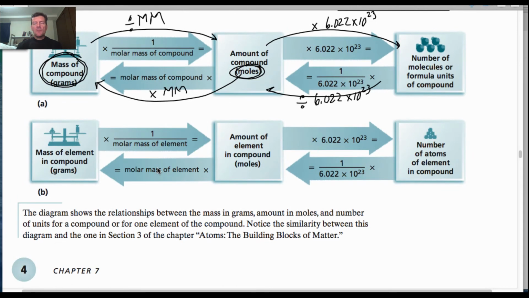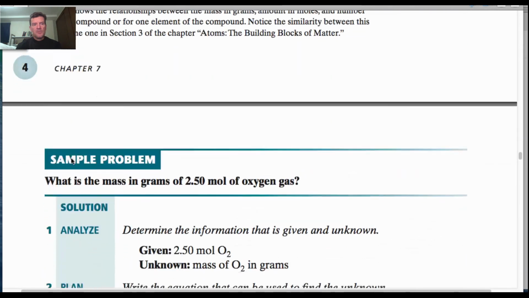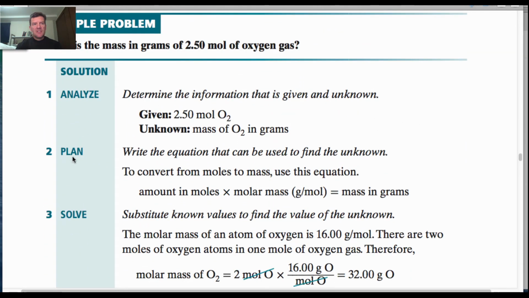It's the same thing that we did when we had just an element. It's the same process. You're doing the same thing for a compound as we did for an element in a previous chapter. Exactly the same thing. Okay? Let's walk through this example together.